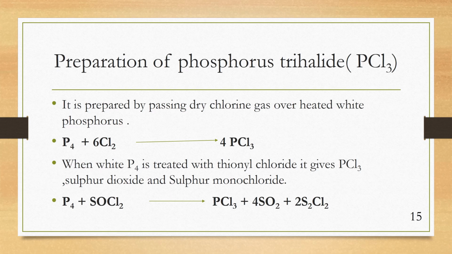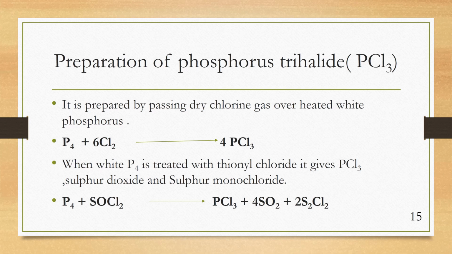Coming to the next one, that is phosphorus trichloride. It has a structure similar to that of ammonia. Here also, on the apex of the pyramidal shape, we have a lone pair. It is prepared by passing dry chlorine gas over white phosphorus.